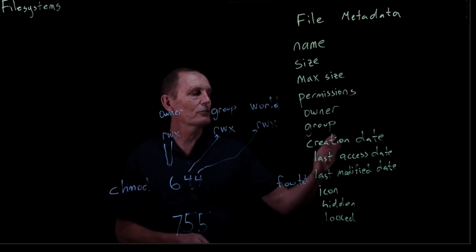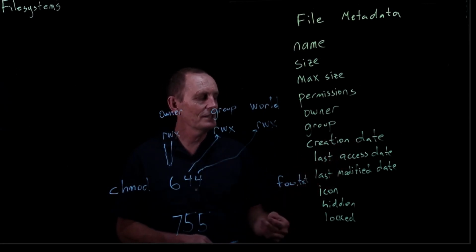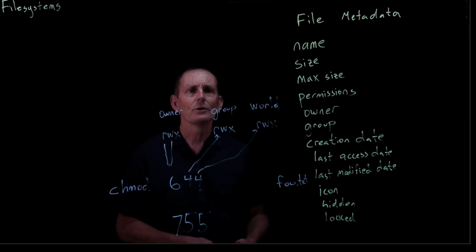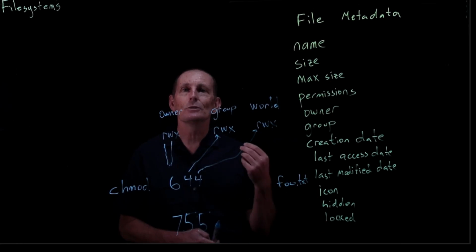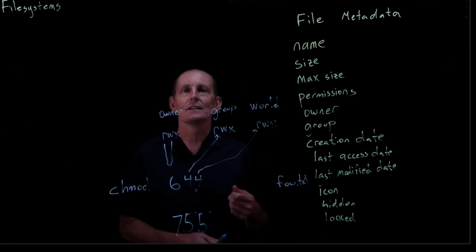In Unix, we do have creation date, last access date, last modified date. We don't have hidden, so if you want a hidden file, that's done by convention. The convention is you have the file name start with a dot, and then ls knows not to display it unless you put in a special flag.